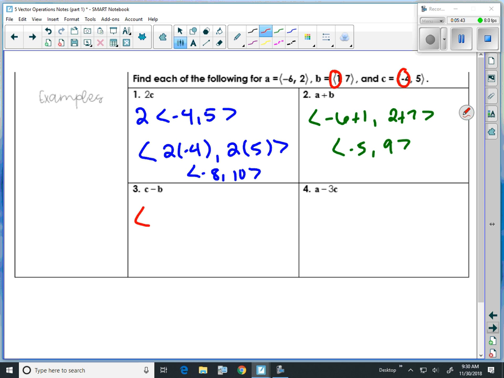Now you should be doing this in order. Whichever one comes first, that's what you have to lead with. So since C comes first, you do the negative 4 first, minus 1. And then you'll do 5 minus 7. Okay, so order does matter. You have to make sure you do those in order. So you get negative 5, negative 2.